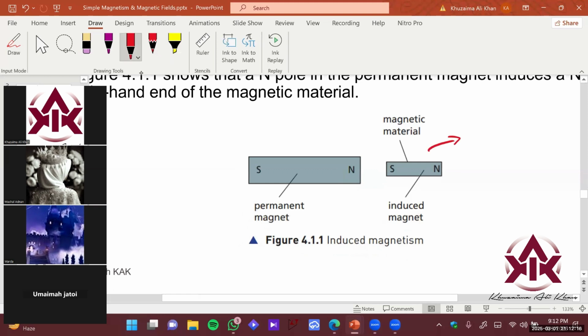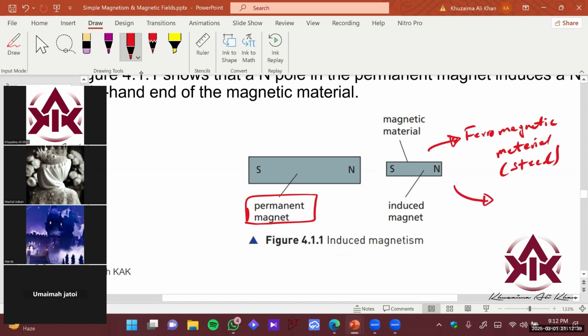Let's say this was a ferromagnetic material over here, right? It was a ferromagnetic material which we talked about in the start, which can be magnetized easily. Let's take the example, let's say it is steel. And let's say this is a permanent magnet which you bought from the market. Initially this material had no poles. When you brought this closer to this magnet, what would happen? You can see that it has induced a south pole here and a north pole here, right? So the induction takes place in this way.